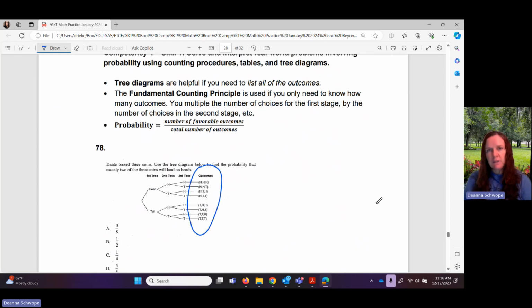The fundamental counting principle is used if you only need to know how many outcomes there are. So they want to know how many sandwich combinations can be made if you have a certain number of bread, a certain number of cheese, a certain number of meat. So you multiply the number of choices for the first by the second, by the third, and so forth. And probability is the number of favorable outcomes over the total number of outcomes.